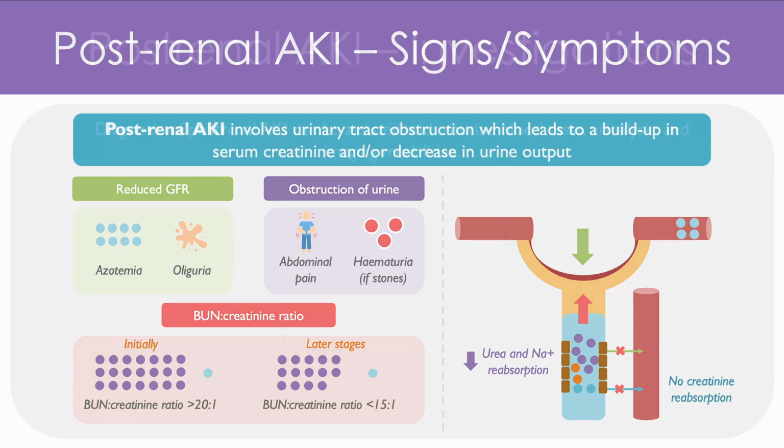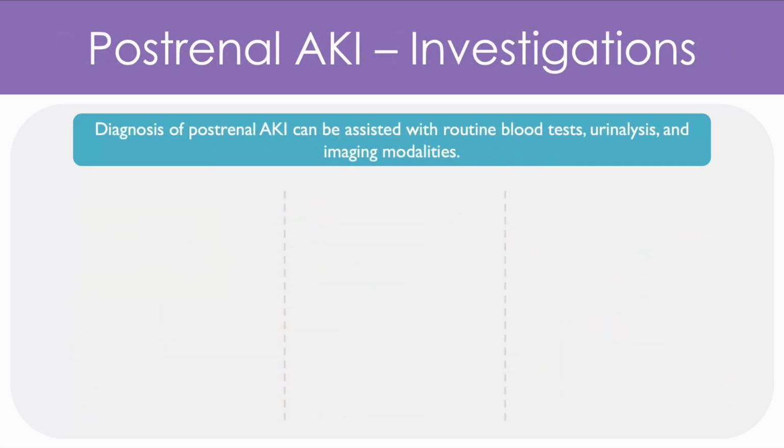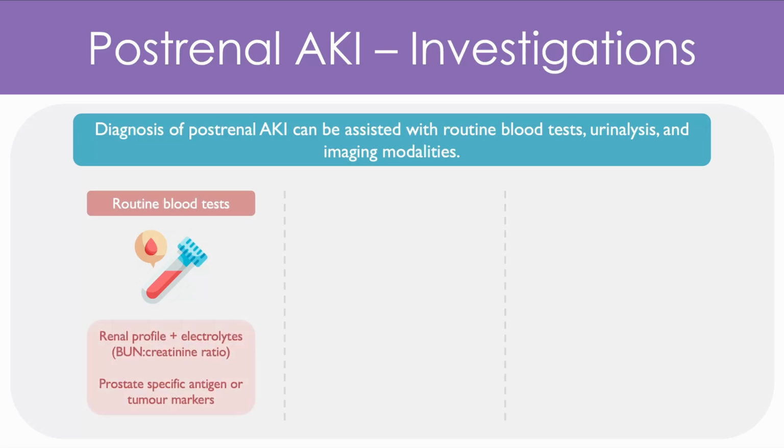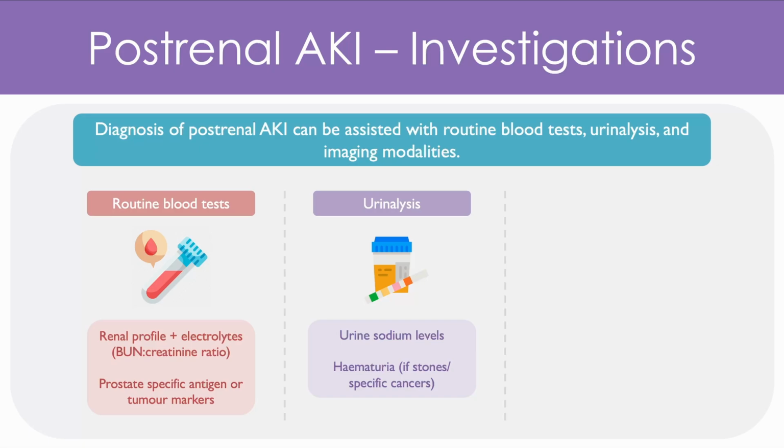cells. In terms of the investigations for post-renal AKI, this can be assisted with routine blood tests, such as a renal profile, looking at the electrolyte levels, and as we mentioned, the BUN to creatinine ratio. We can also look at more specific blood tests, such as prostate-specific antigen, or different types of tumor markers, which might be elevated depending on the type of cancer present. Urinalysis can also be a useful tool because we can look at the urine sodium levels, as well as the presence of blood, which might indicate stones or specific type of urinary system cancers.